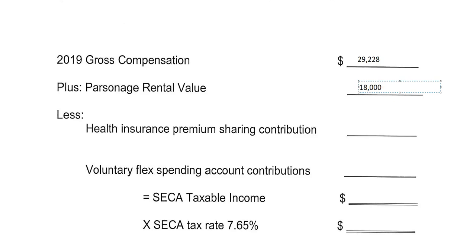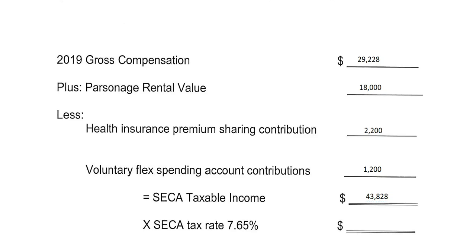Any payroll deductions that are healthcare related are exempt for the SECA tax. For the EC Church, the only healthcare related withholdings are currently if the pastor contributes an amount towards their health insurance premium and makes voluntary flex spending account contributions. In my example, Pastor Joe is contributing towards the health insurance and making a contribution to his flex spending account. Completing the math, gross compensation plus parsonage rental value less health insurance premium contribution less flex spending contribution equals the SECA taxable income.